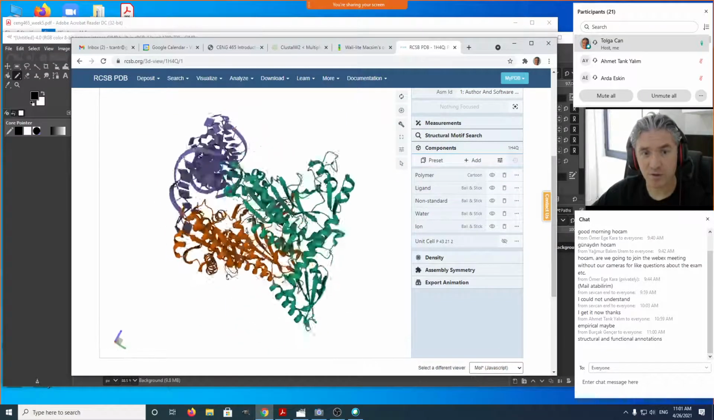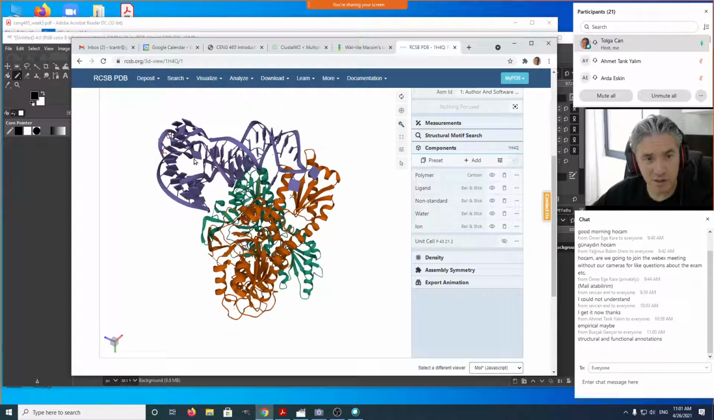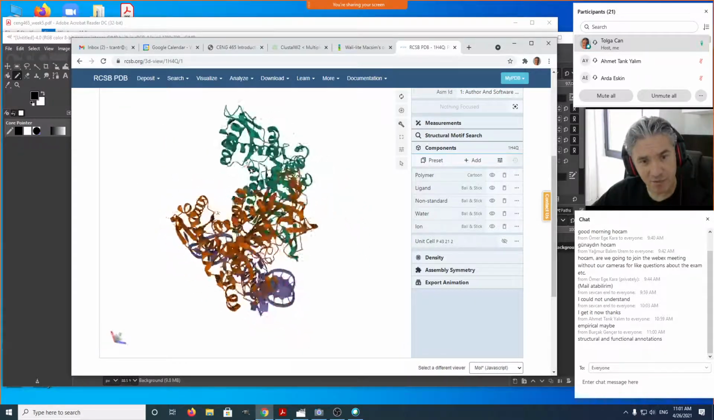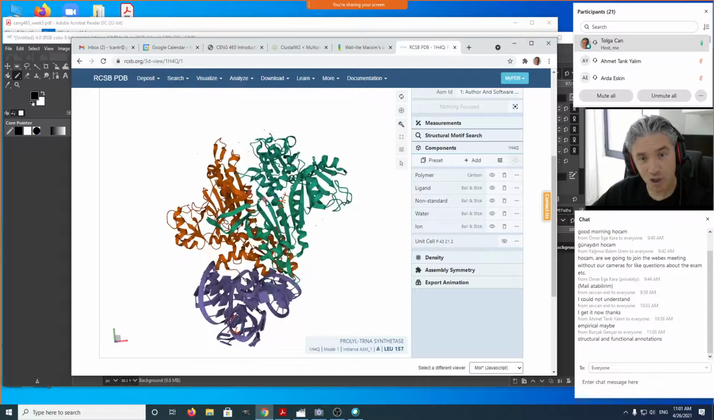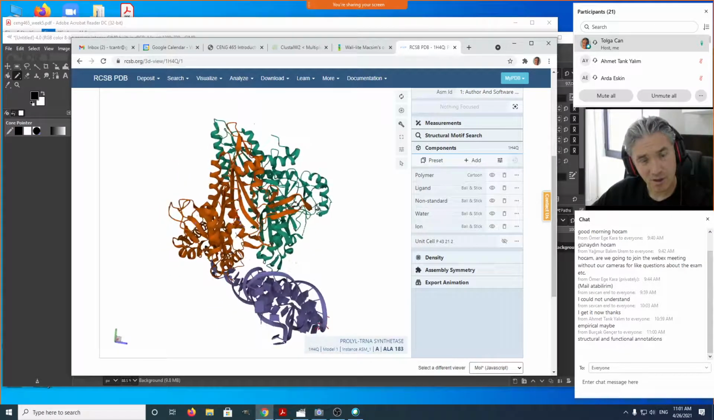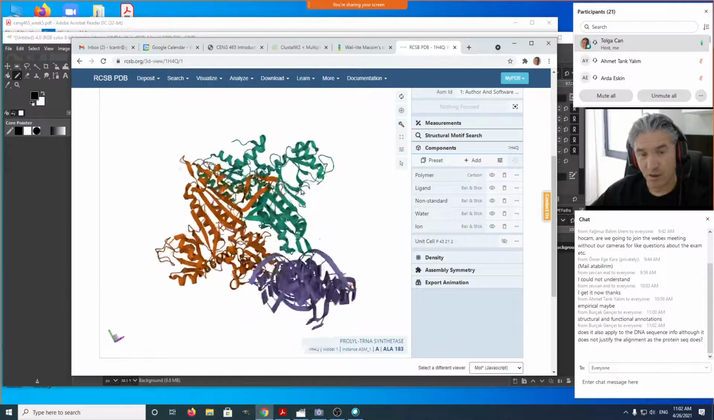But yeah, this is the protein structure. If you view it, this looks like DNA, right? So probably this is a DNA binding protein. You see, it has two chains, and we were looking at one of the chains. I think this is like a homodimer.